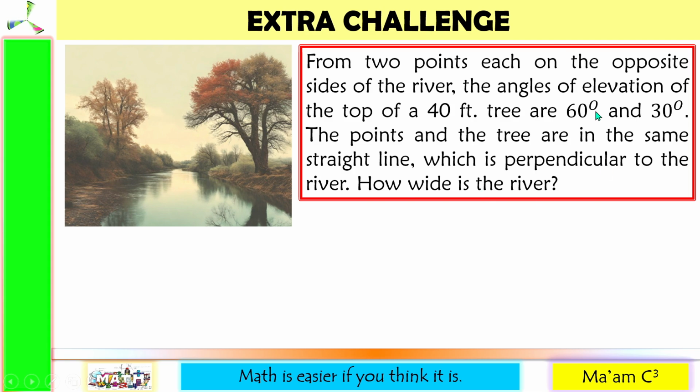So let us try to comprehend this problem. From 2 points, each on the opposite sides of the river, so I'm going to create 2 points on each side of the river. The angles of elevation of the top of a 40-feet tree. So this is our tree. It measures 40 feet. Are 60 degrees and 30 degrees. So we have 2 lines of sight here. And then they are in the same straight line, the points and the tree.